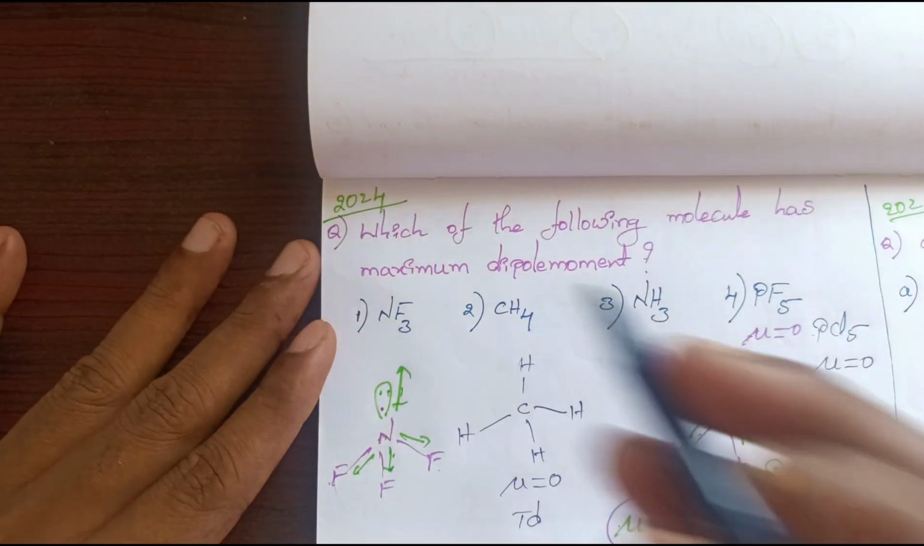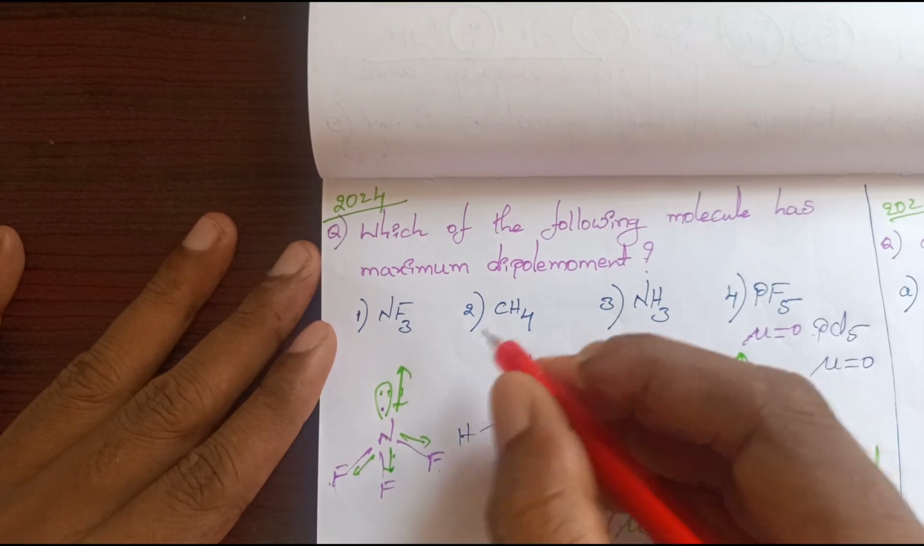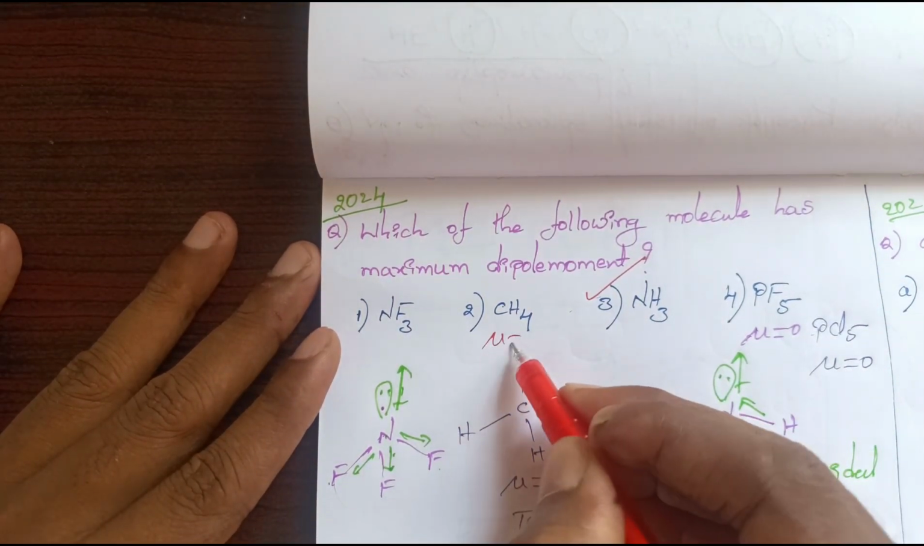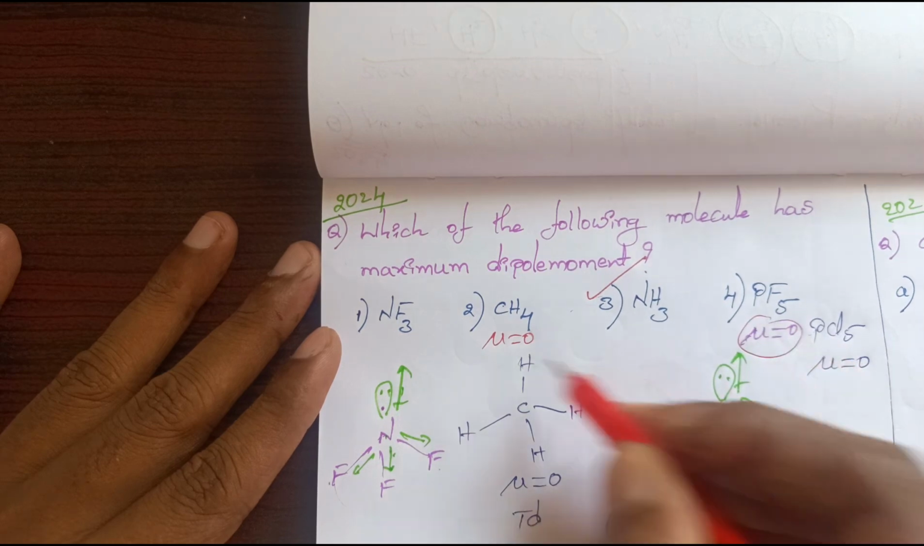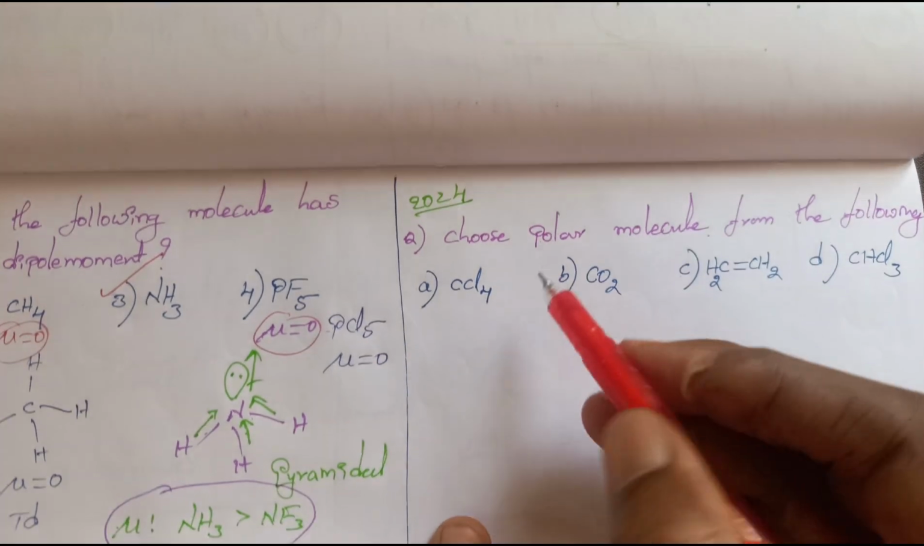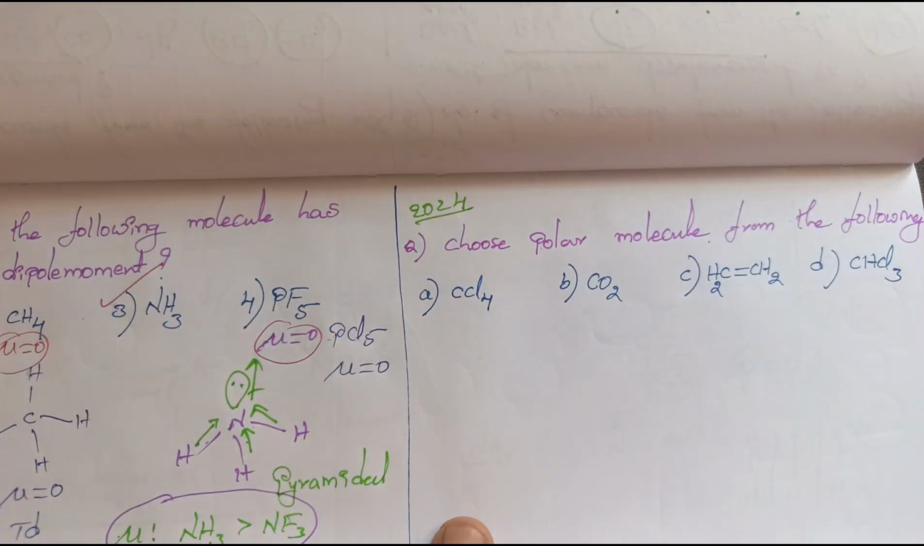So which molecule has the maximum dipole moment? That is NH3. Methane has dipole moment 0. Next question. This is also a 2024 question. Choose the polar molecule. Among the following, which is the polar molecule?